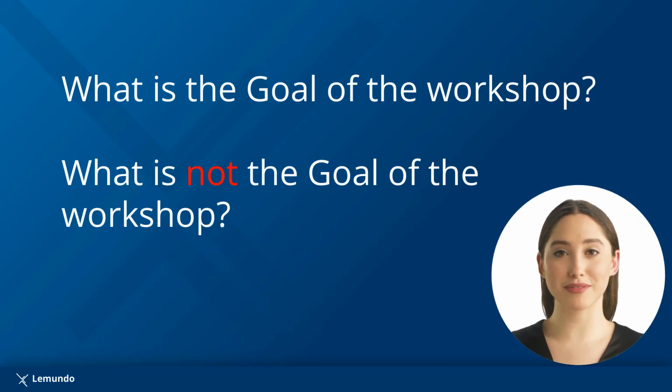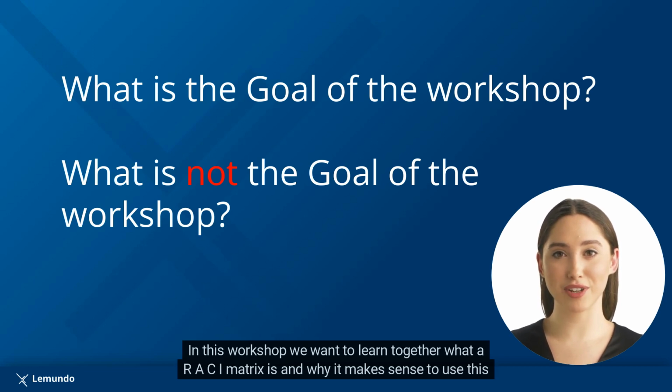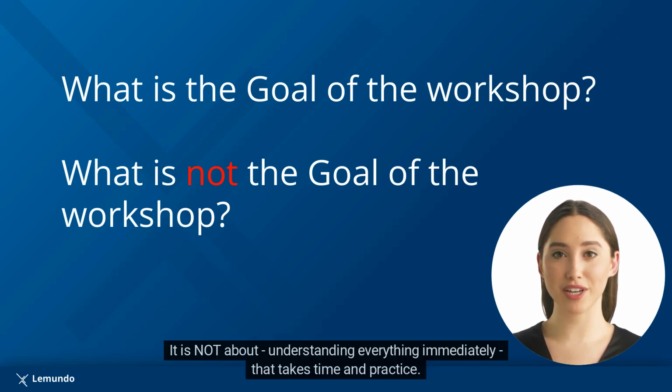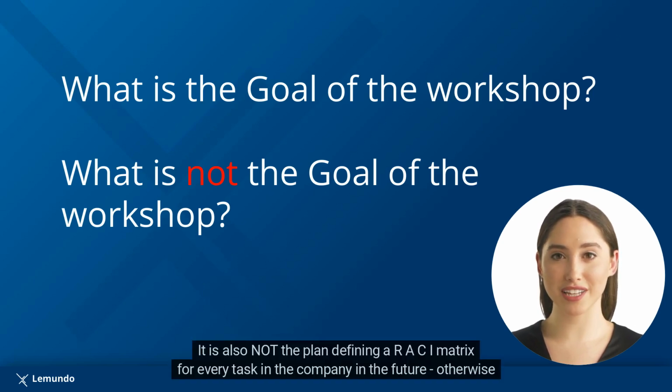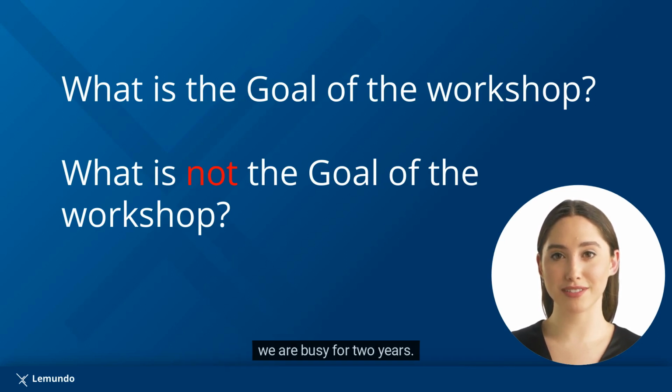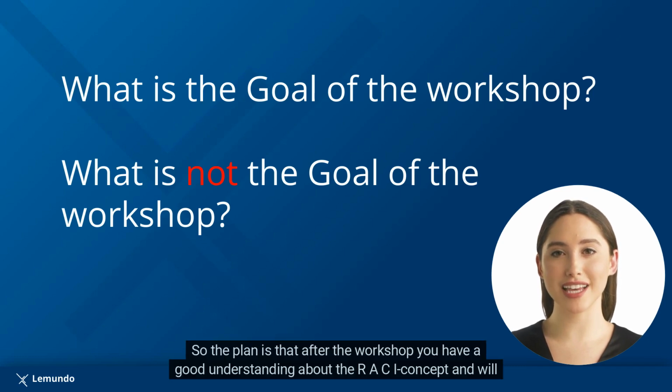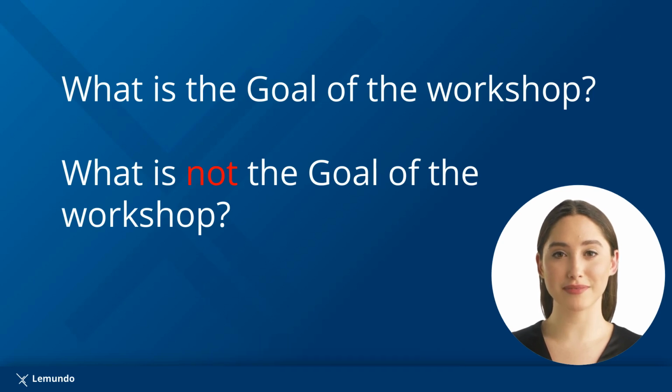What is the goal of the workshop? In this workshop we want to learn together what a RACI matrix is and why it makes sense to use this tool at Lemundo. The first goal is a better common understanding of the RACI matrix and what is hidden behind each letter. It is not about understanding everything immediately. That takes time and practice. It is also not the plan to define a RACI matrix for every task in the company in the future, otherwise we are busy for 2 years. It is about developing an understanding of when it makes sense to use RACI, namely whenever responsibilities are not clear. So the plan is that after the workshop you have a good understanding of the RACI concept and will be well prepared to use it.